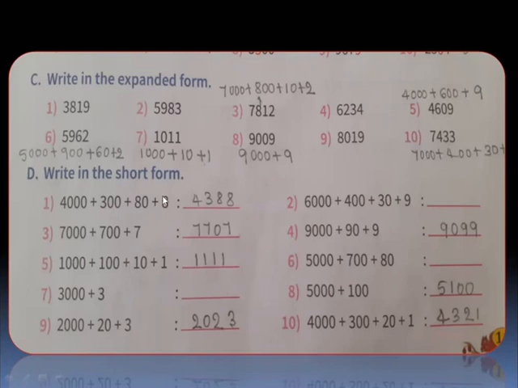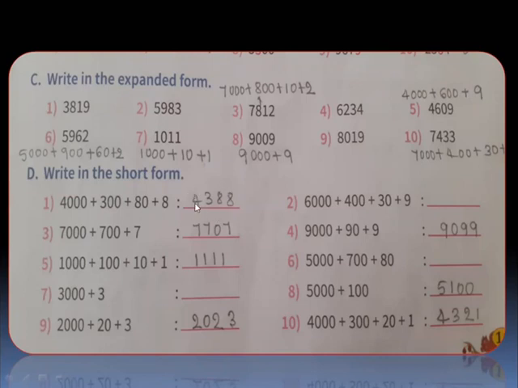Next, write in the short form. Here they have given the numbers in expanded form. For this number, you have to write in standard form. Okay, 4000 plus 300 plus 80 plus 8. You have to select the first number only. 4000 means you have to write 4. And then in hundreds place, 300 means 3. And then in tens place, 80 is there. So, 8. And then in ones place, 8 is there.